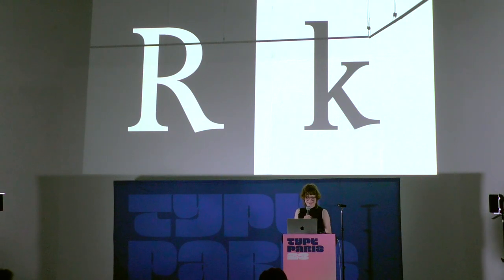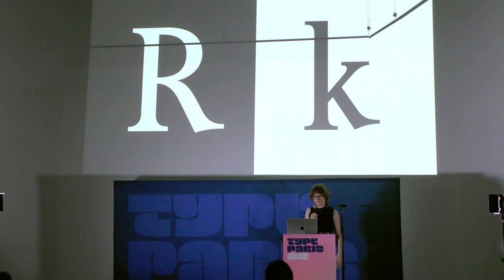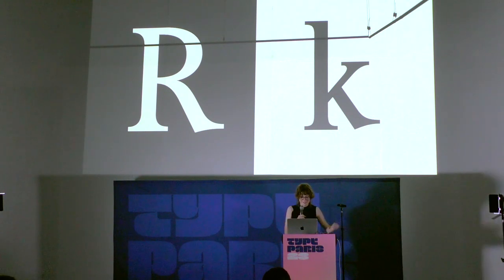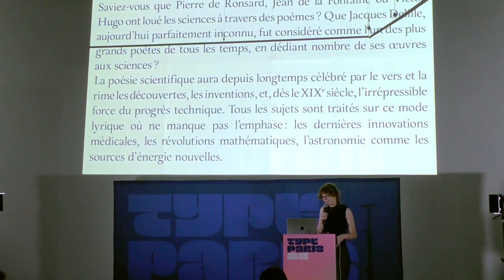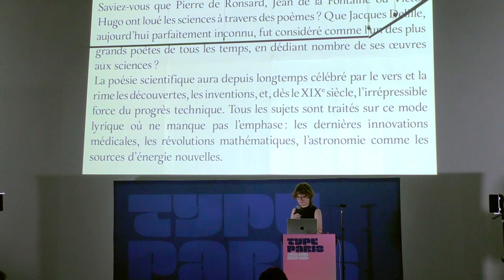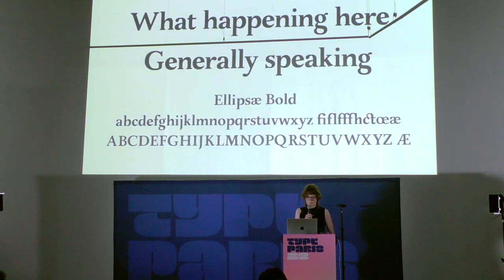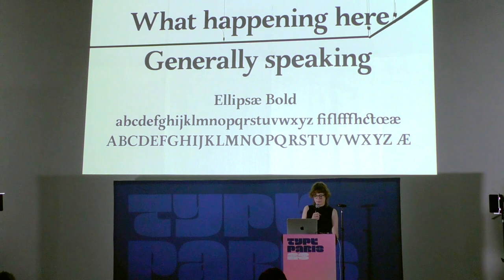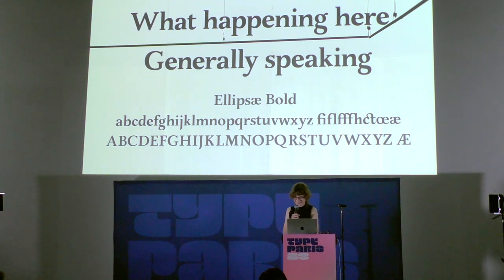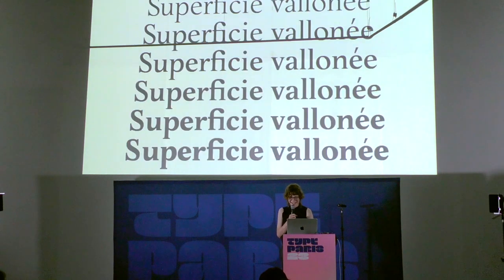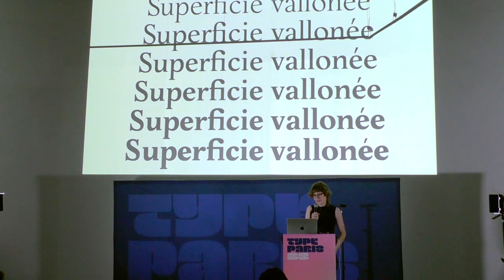Here are two of my favorite letters, because of their little leg like this, like they are dancing. And here is some text, so you can see how it works in a test. Here is my book, with some very famous Jean-François sentences. And here is the interpolation. I have six weights: light, regular, medium, semibold, bold, and extra bold.